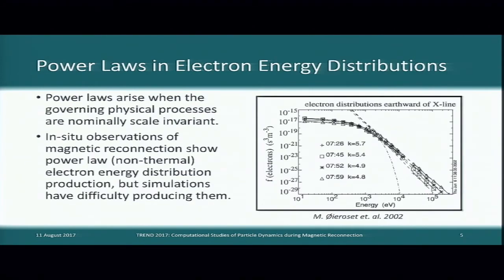My project was kind of divided into 2 parts. The first part was looking at power laws and electron energy distributions. Power laws arise when the governing physical phenomena or processes are nominally scale invariant, and these happen all over nature, and scientists get really excited about them. They actually are shown in 3D data of reconnection, but the simulations have had difficulty showing them. On the right, we have an example from some of the 3D data, and we see this power law here that spans about 2 orders of magnitude.